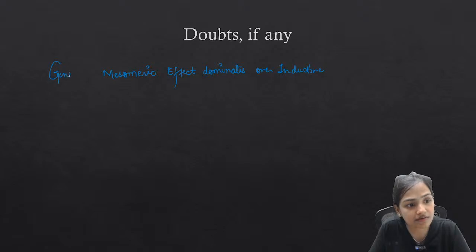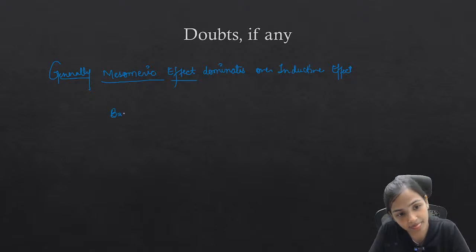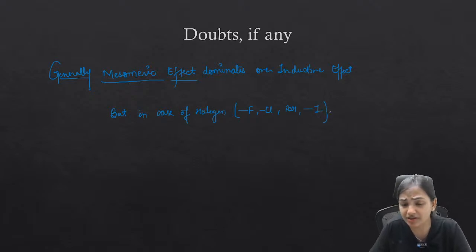Generally, we can say that the mesomeric effect dominates over the inductive effect. You have to consider the mesomeric effect over the inductive effect. But in cases of halogens, whenever you have halogens like fluorine, chlorine, bromine or iodine, because they are highly electronegative, relatively more electronegative as compared to carbon, their inductive effect dominates.